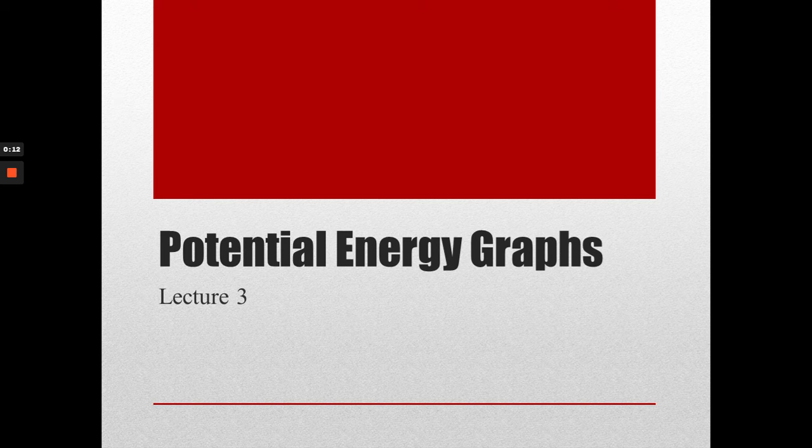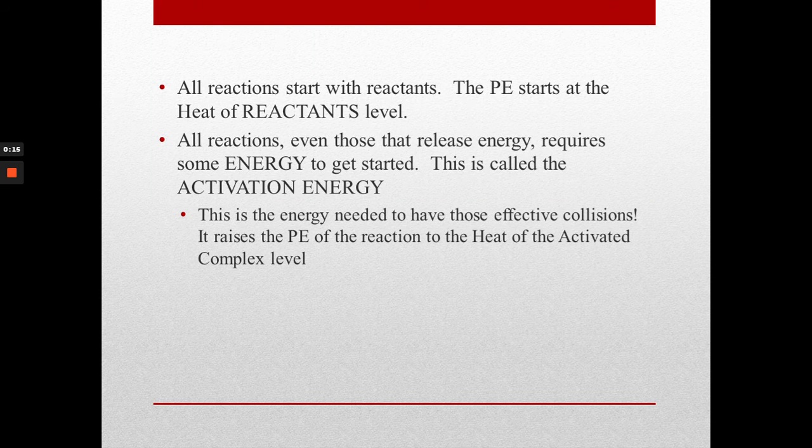So, potential energy diagrams. First off, the thing to know is that all reactions start with reactants. We kind of drew those last time, right? And they all start off at what is called the heat of reactants level. So remember this diagram from last time where we just had reactants and then products and we just went up or down. We're still looking at something very similar to this. All reactions are going to start with the heat of reactants level. That's wherever this is, like here it's the AB.